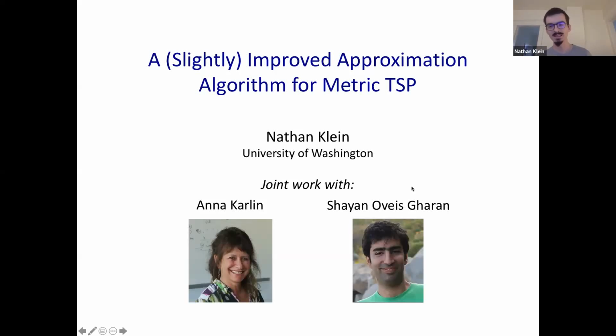So yeah, hi everyone. I'm going to be talking about a slightly improved approximation algorithm for metric TSP. And this is joint work with Anna Carlin and Shaina Vaskaran.